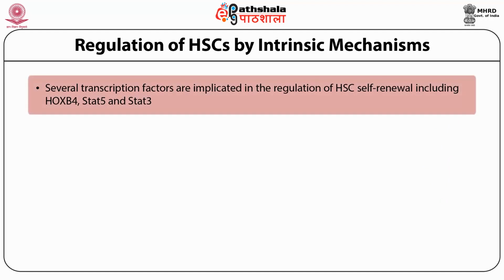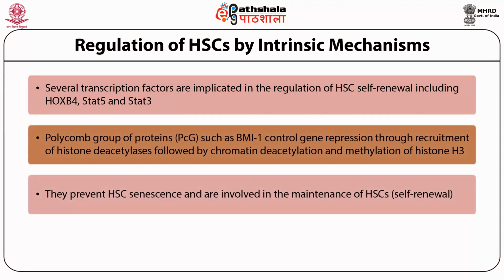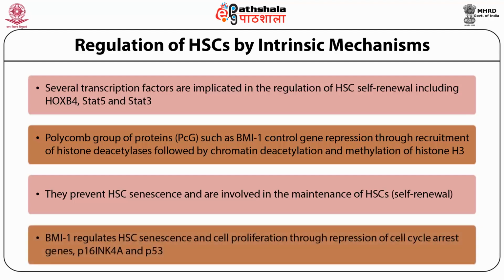In terms of intrinsic factors, there are many transcription factors which are known to regulate HSC proliferation, which includes homeobox B4 transcription factor, which is important in embryonic development, and STAT5 and STAT3, the transcription factors which are involved in the JAK-STAT pathway. And also we have the polycomb group of proteins. One member is BMI1, which controls the gene expression through epigenetic mechanisms. This protein leads to the recruitment of histone deacetylases, leading to chromatin deacetylation, and it also causes histone methylation of the DNA of the cell cycle arrest genes.